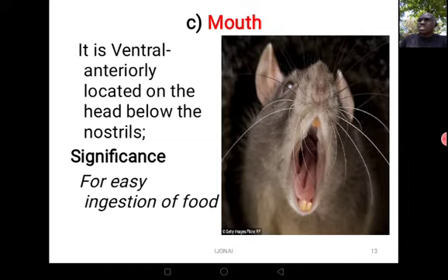And is that advantageous to have the mouth below the nostril? Yes, it is. For easy ingestion of food, because usually its food is collected from the ground, from below. Yeah, it either digs the tunnels, eats the groundnuts, the cassava from down. Imagine if the mouth was located on top, it would be so difficult for it to feed. So that location of the mouth is very significant for easy ingestion of food, for easy grabbing, easy collecting of the food and taking in.